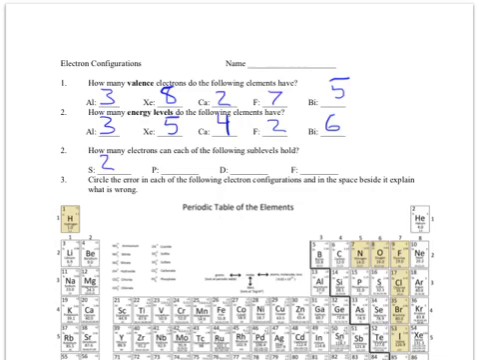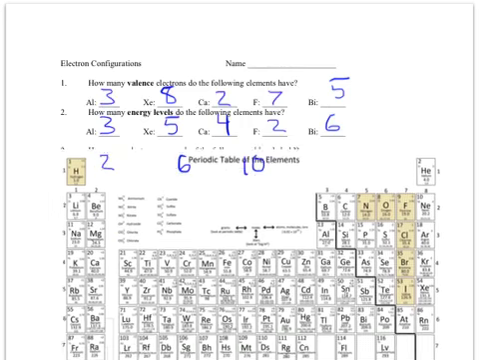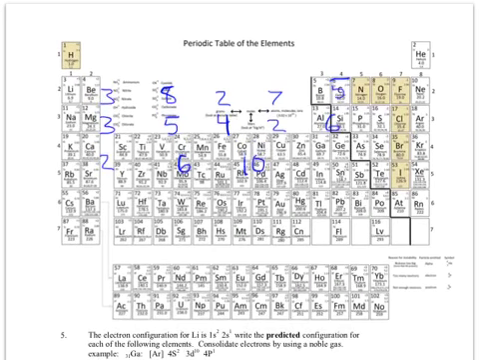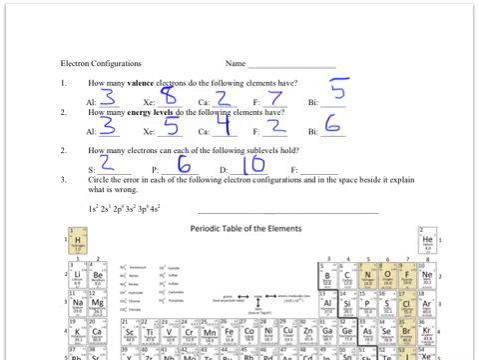There are 1, 2, 3, 4, 5, 6 p electrons. Then we have the D's, which are here. And we have 1, 2, 3, 4, 5, 6, 7, 8, 9, 10 d electrons. And then we're going to take a look at the F's, which are down here. And we have 1, 2, 3, 4, 5, 6, 7, 8, 9, 10, 11, 12, 13, 14 of those bad boys. So we have 14.